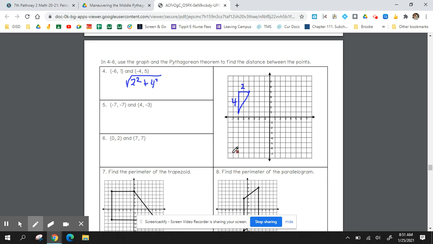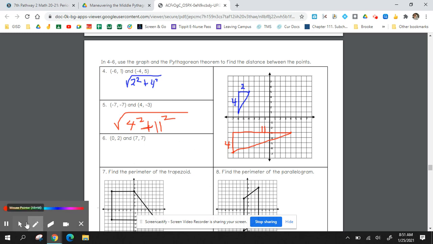Okay, let me choose a different color. -7, -7, so way down here. And 4, -3 over here. So it's going to be kind of a bigger right triangle. Try and connect those together. 1, 2, 3, 4. Now I have 11 for here. So 4 squared plus 11 squared, under my square root sign. And that's a bad plus sign, but it's a plus sign.